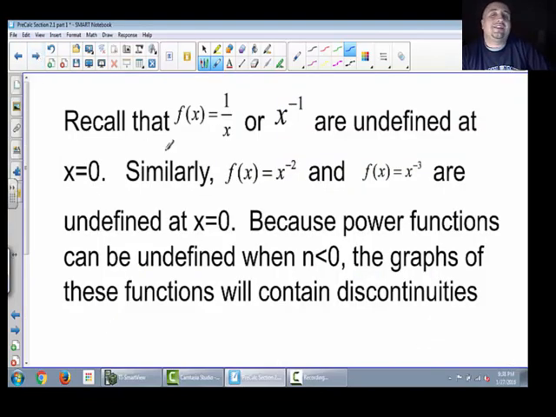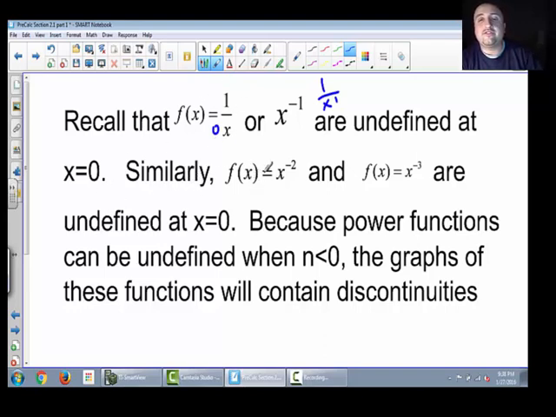All right, so the last part of this particular section says to recall that if f of x is equal to 1 over x, or x to the negative first, so remember the negative exponent rules, x to the negative first is equal to 1 over x to the first, so these two things are the same thing. So 1 over x is undefined at x equals 0. That would make sense, right? Because if I plug in 0 here, 1 divided by 0 is undefined. That doesn't work. So this equation is undefined at 0.